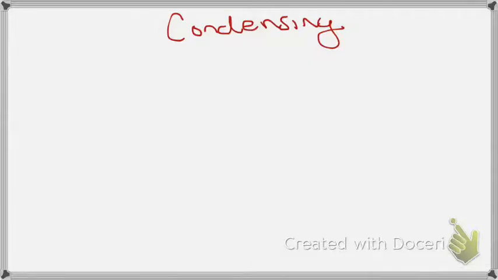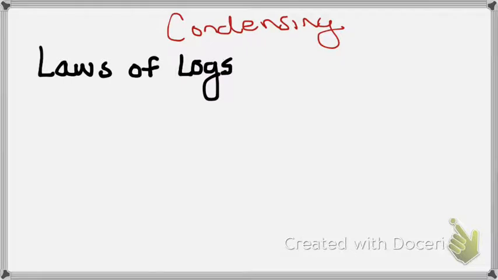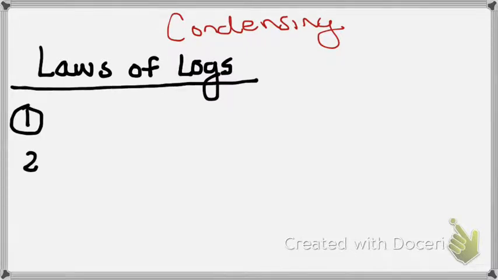All right, we're going to talk about condensing logs, and we're going to talk about the three main laws of logarithms. There are three main ideas that we're going to use over and over again. And if you don't know how to go back and forth between both forms, you're not going to do a whole lot. So, the first one is our product law.